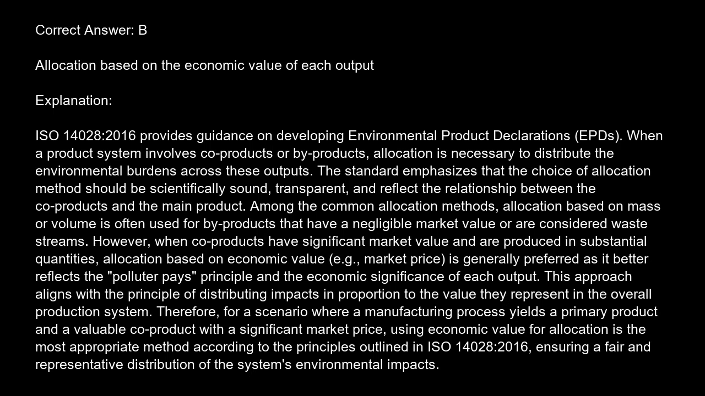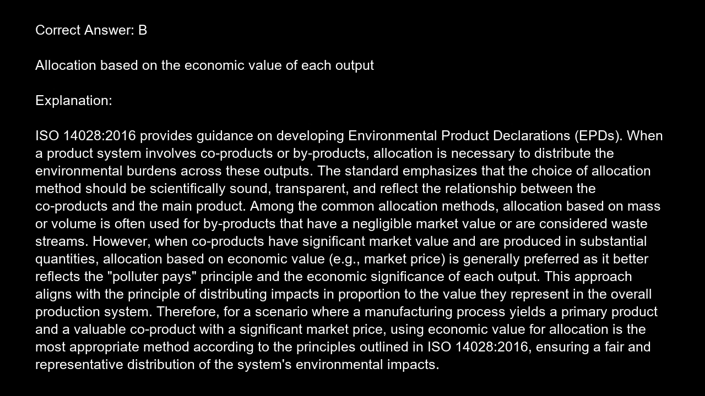The correct answer is B. Allocation based on the economic value of each output. Explanation: ISO 14028-2016 provides guidance on developing environmental product declarations, EPD. When a product system involves co-products or byproducts, allocation is necessary to distribute the environmental burdens across these outputs. The standard emphasizes that the choice of allocation method should be scientifically sound, transparent, and reflect the relationship between the co-products and the main product.